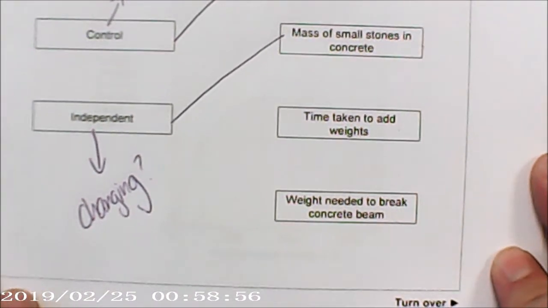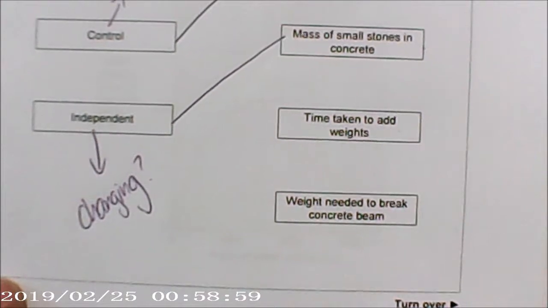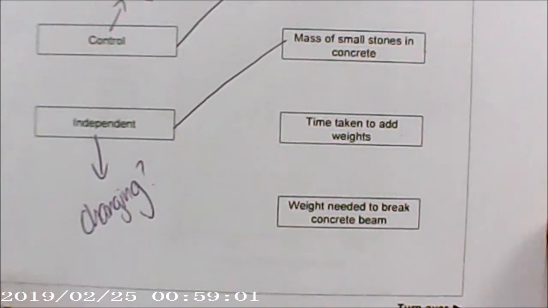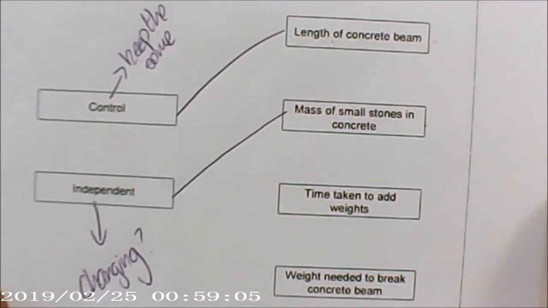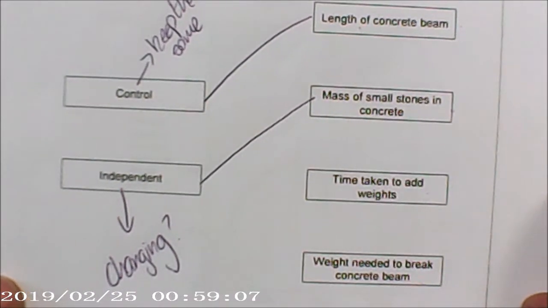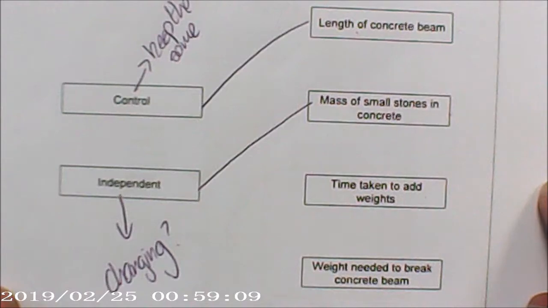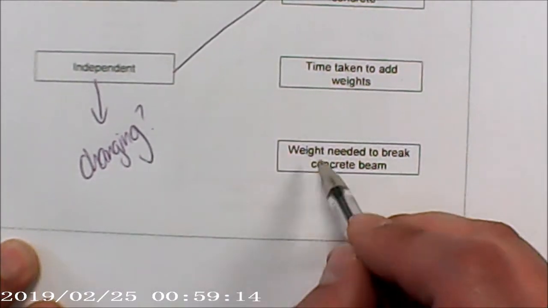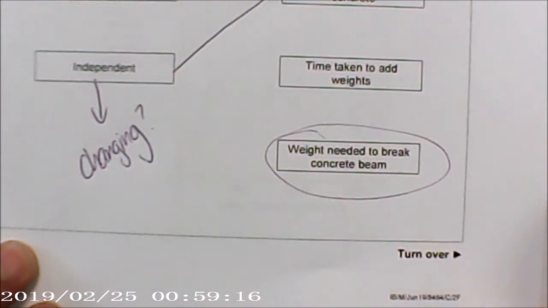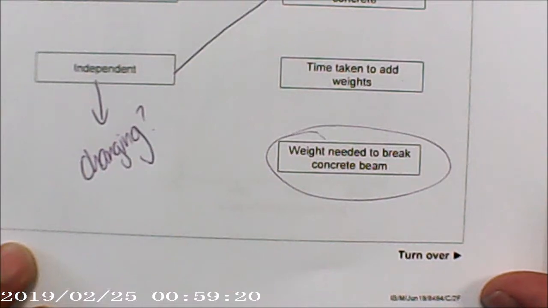The other variable that they might ask you about is the dependent variable, which is what you are measuring. And they are measuring when the concrete beam breaks, how much weight is being added to it. So if it was asking about the dependent, then this one is the dependent variable. The time taken to add the weights is not going to have an effect.